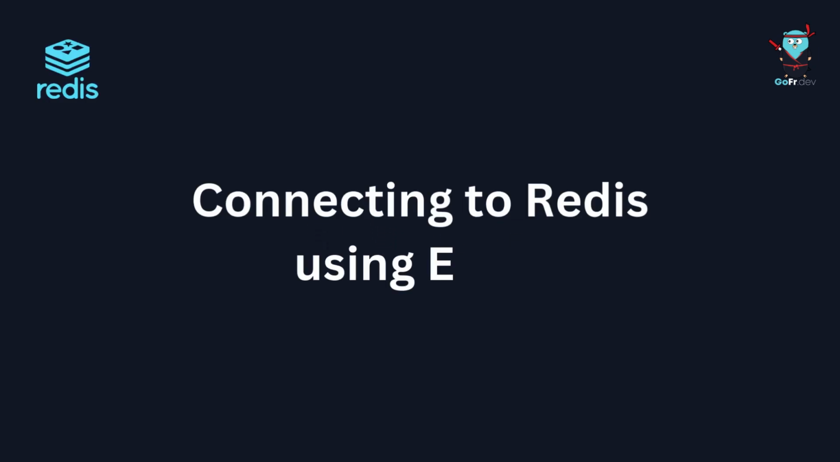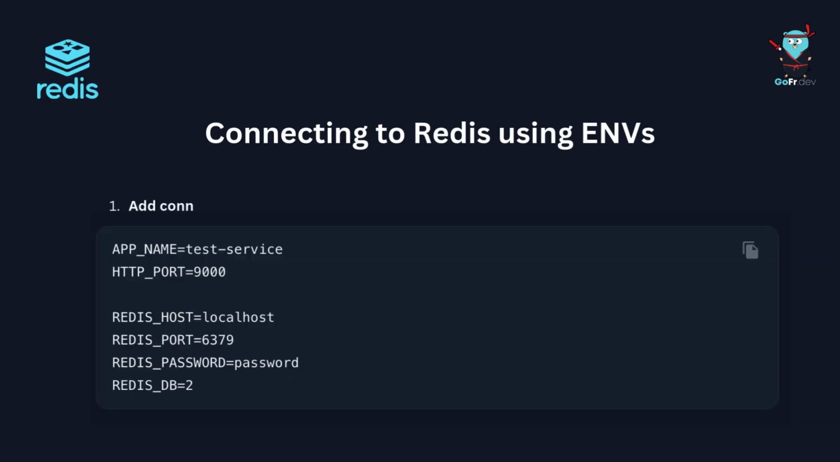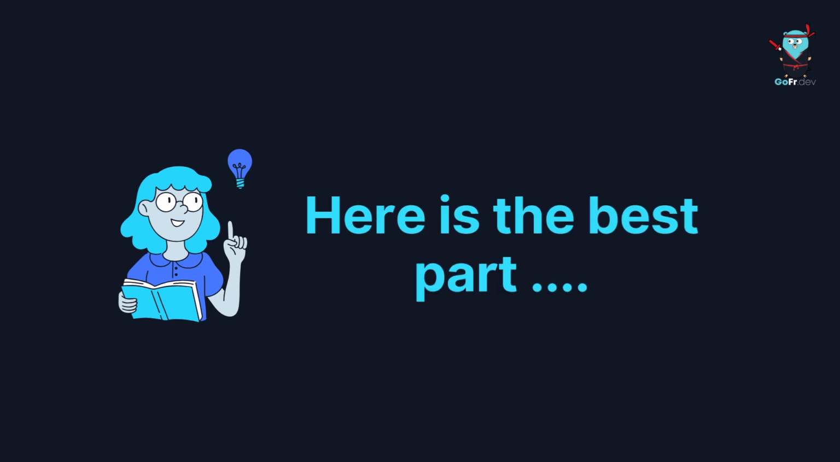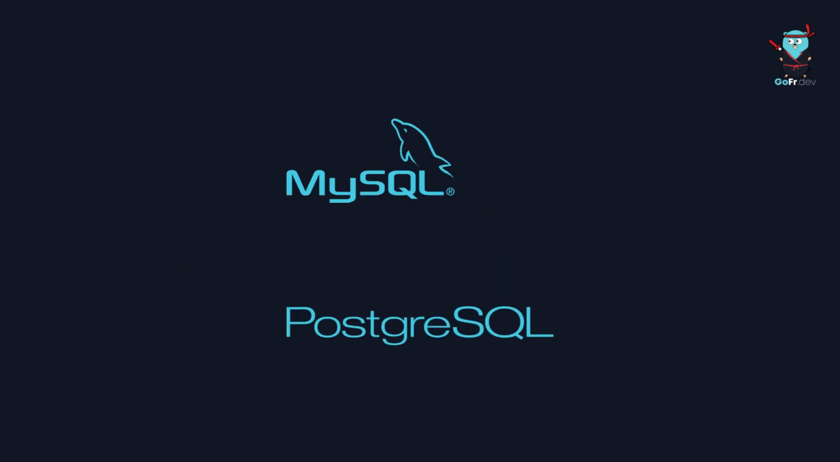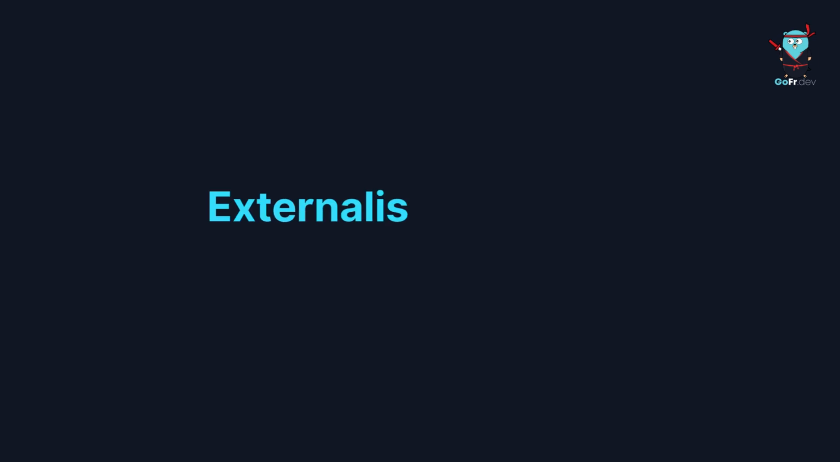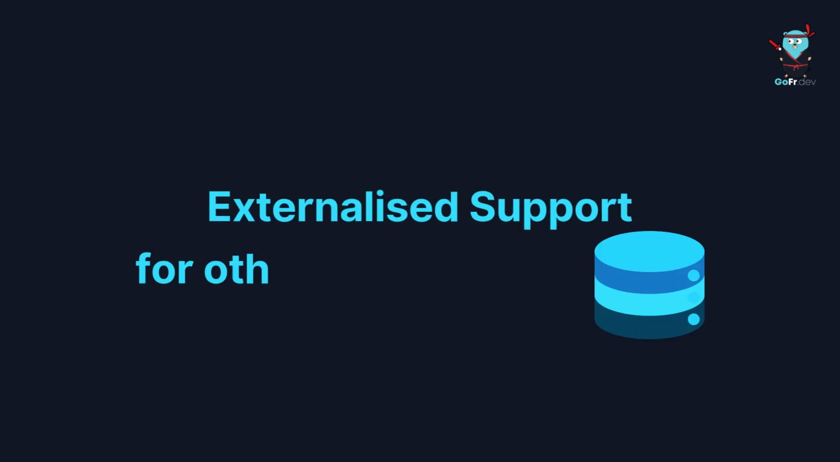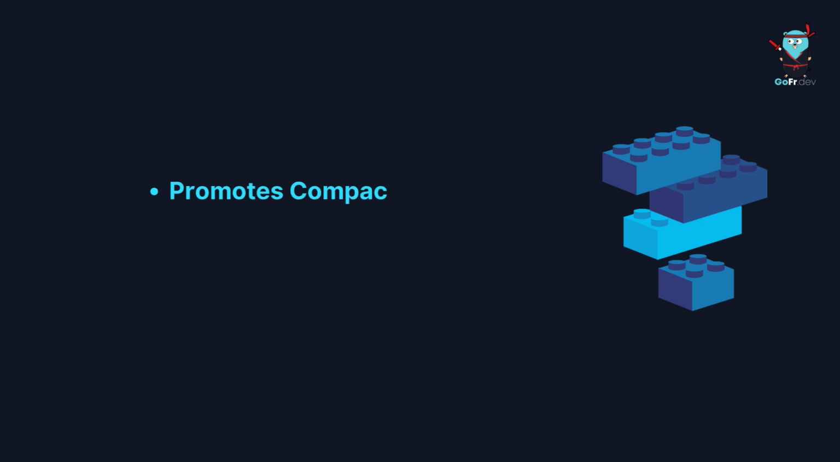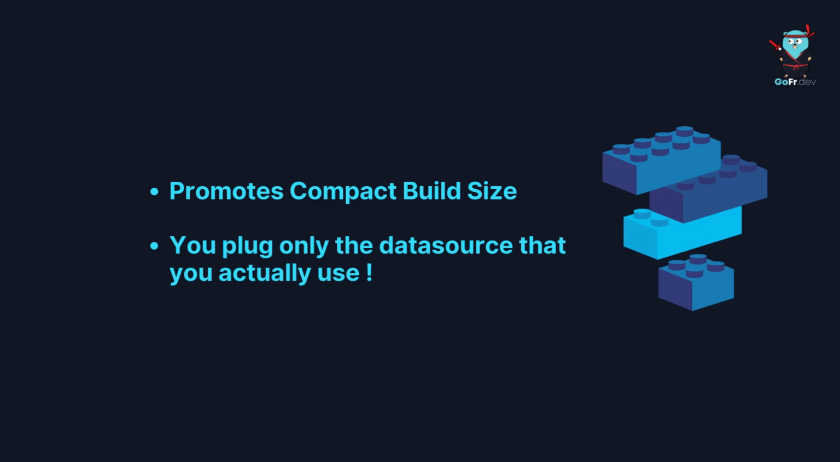Just like SQL, you can easily connect to Redis by adding its details in the .env file. The process is just as seamless. And here's the best part, GoFr doesn't limit you to MySQL or Redis. We have externalized support for other databases also, like MongoDB, Cassandra, ClickHouse, and more. This keeps your build size compact, including only the code for the data sources that you use.